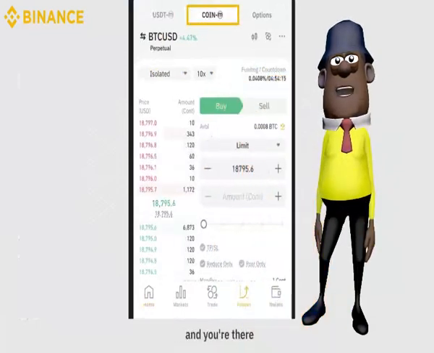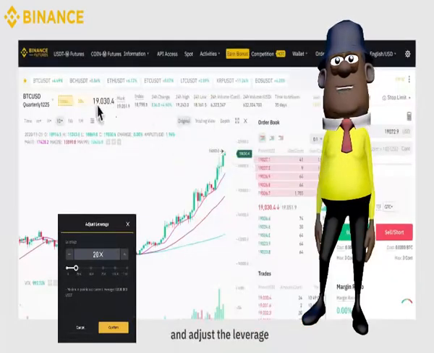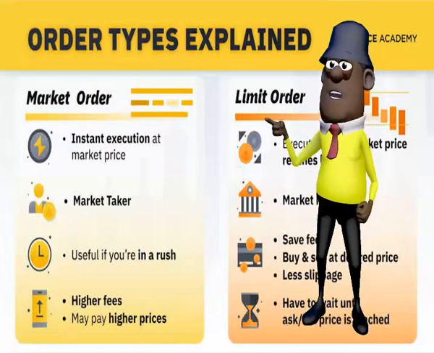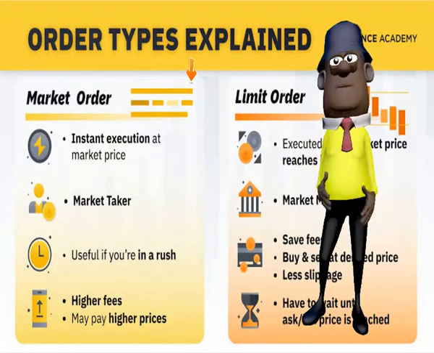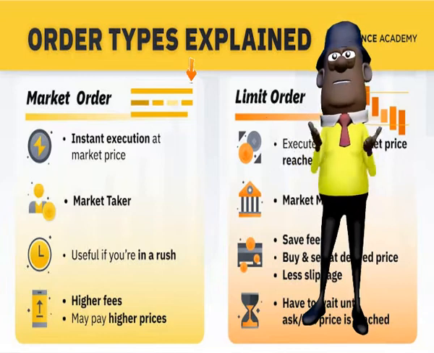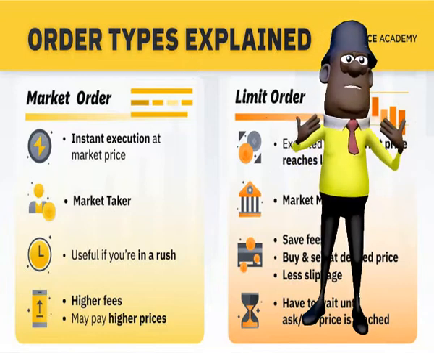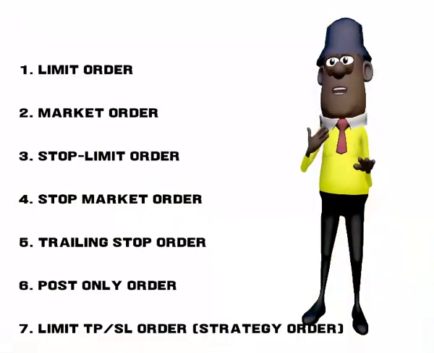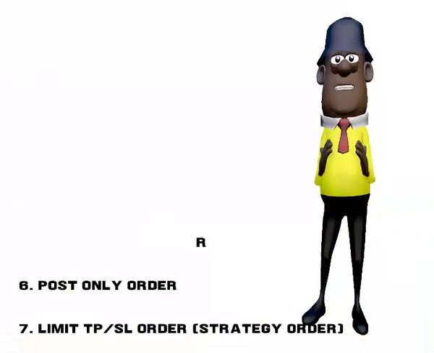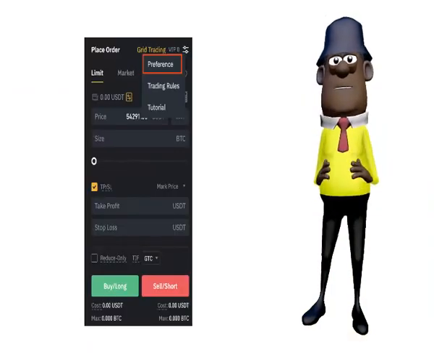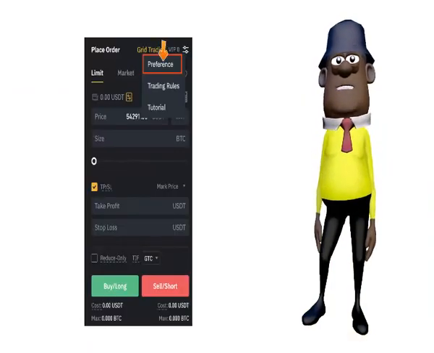Select the appropriate amount of leverage for your position. Place buy limit, buy market, or any other type of orders available on Binance Futures. Currently, Binance Futures supports 7 types of order. Users can choose to enable various settings from Preference before placing an order.